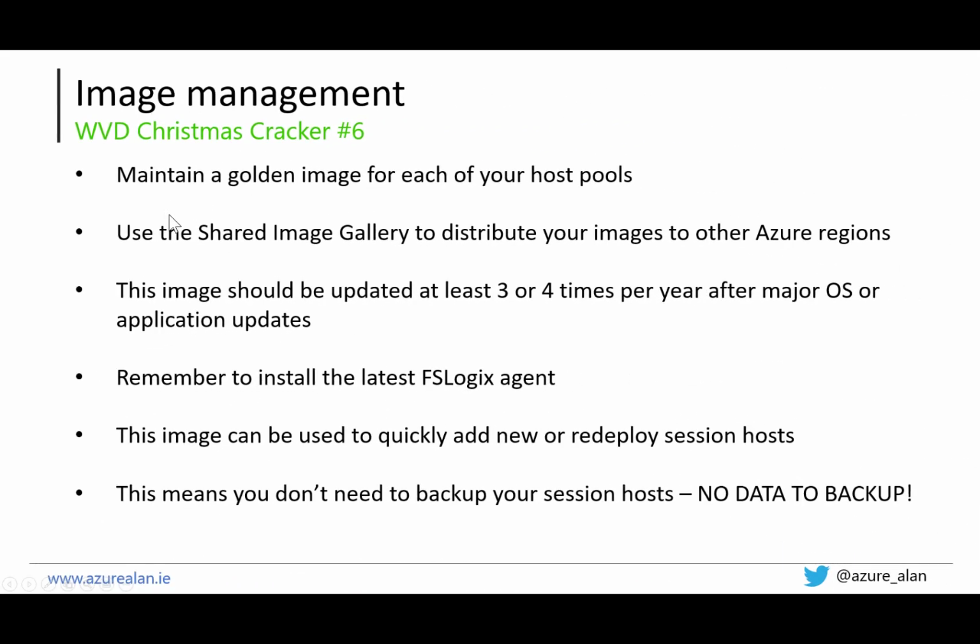Number 6 is image management. So I recommend maintaining a golden image for each of your host pools, and then you can use the shared image gallery. It's a good way just to manage those images anyway, but certainly if you're using multiple Azure regions, it's a really handy way to distribute your images to other regions by replicating those images directly into other regions automatically. This image should be updated probably 3 or 4 times a year after major OS updates, feature releases or any big application updates you do.